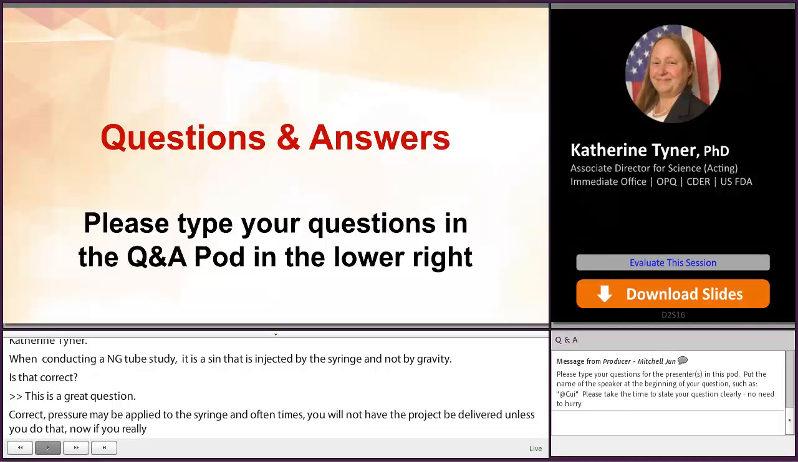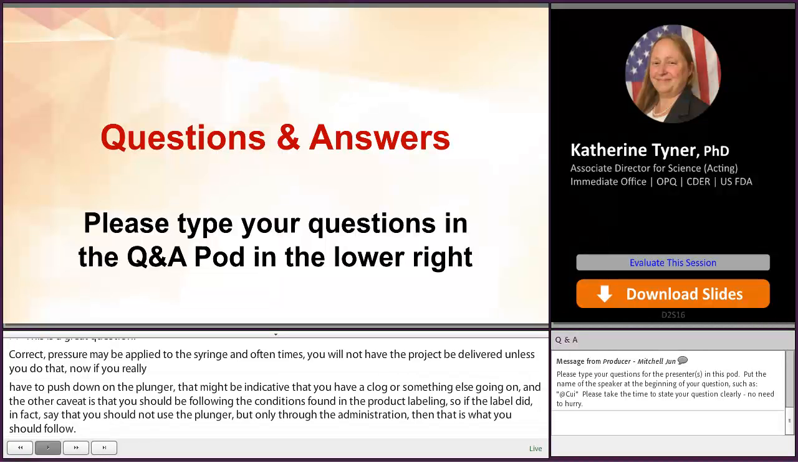And I'd also caveat that you should be following administration conditions found in the product labeling. So if the label did in fact say that you should not use the plunger but only let gravity do the administration, then that's what you would follow. I would refer you to the product-specific guidances, because if it did have something like that, we would be calling that out in the product-specific guidance.